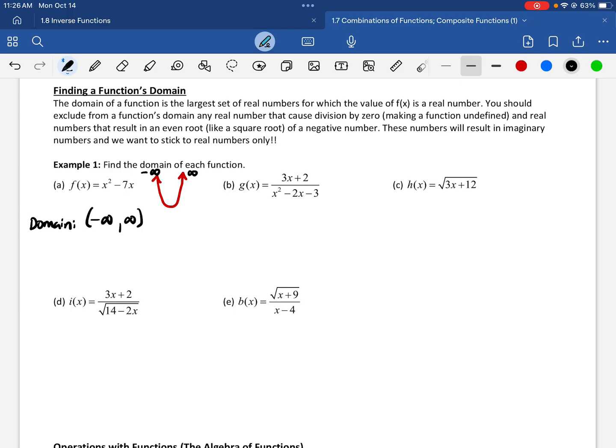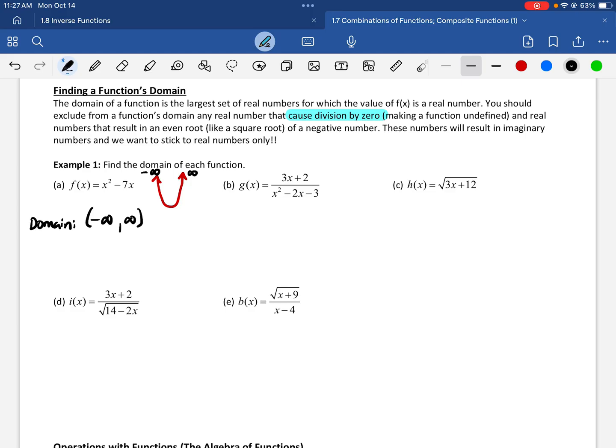This next one here is a rational function, all right? And this is going to be one of those cases where you're going to have to look at what could cause division by 0. Because if it causes a division by 0, that makes it undefined. And those would be values you would have to exclude from your domain. So we're going to focus strictly on the denominator of this function, and we're going to factor it.